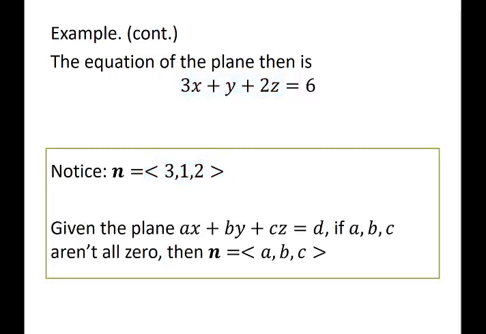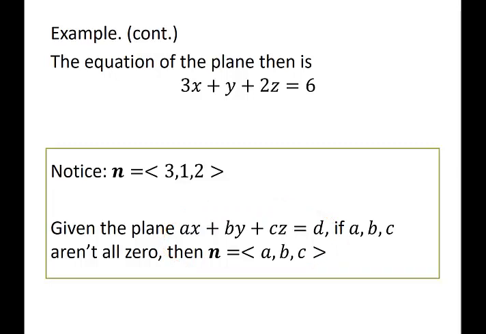If we're given a plane, ax + by + cz = d, as long as a, b, and c aren't all 0, then we can read off the normal vector as the coefficients of the variables x, y, and z: a, b, c. This is a really nice fact to keep in mind. So if we're given a generic equation of a plane, ax + by + cz = d, we automatically know the normal vector for that plane is the vector <a, b, c>, those coefficients of x, y, z.